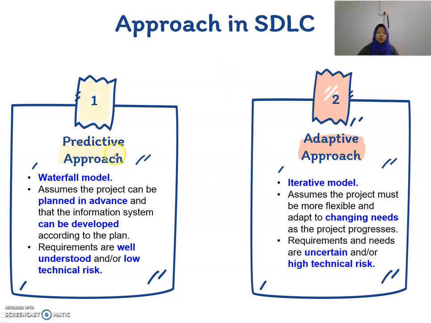What is the predictive approach? Normally we know it as the waterfall model. The waterfall model assumes the project can be planned in advance and the information system can be developed according to the plan. Requirements are well understood and there is low technical risk. The adaptive approach is an iterative model. It assumes the project must be more flexible and adapt to changing needs as the project progresses. Requirements and needs are uncertain and there is high technical risk.